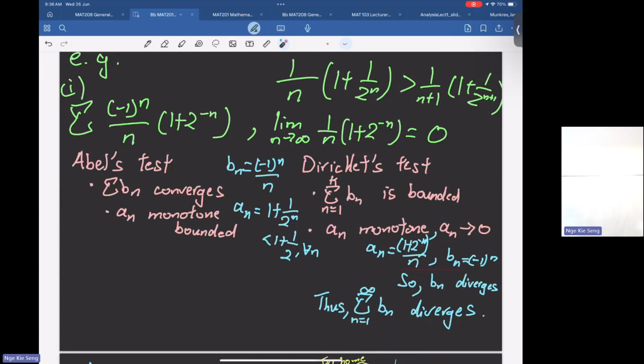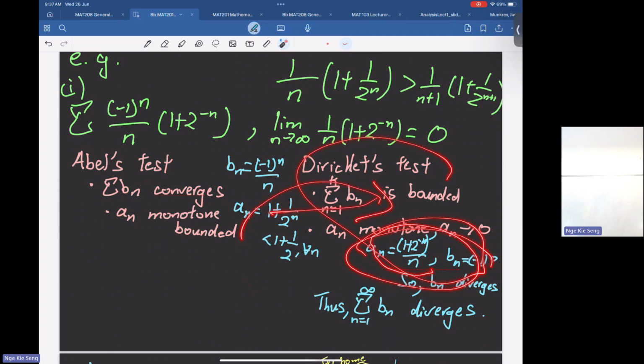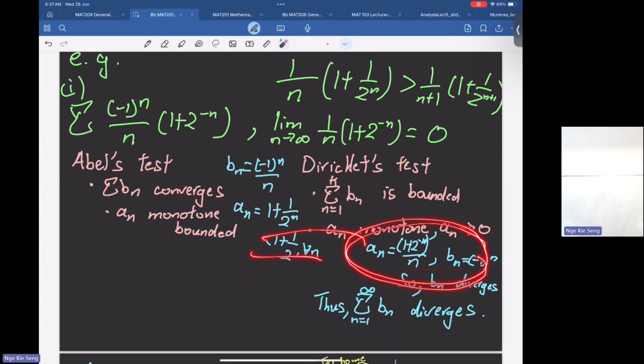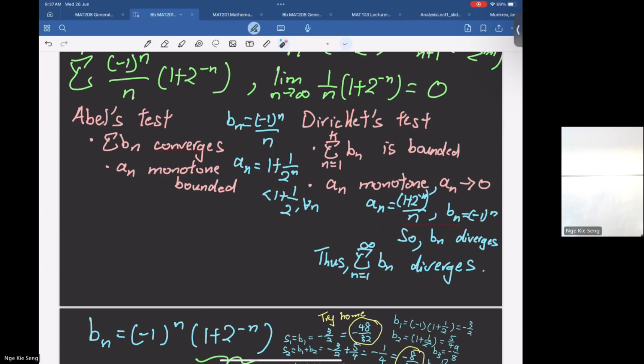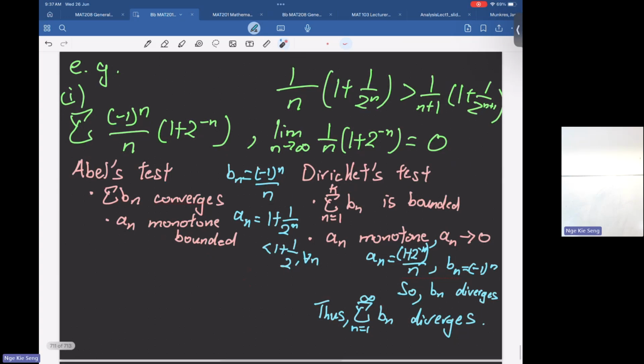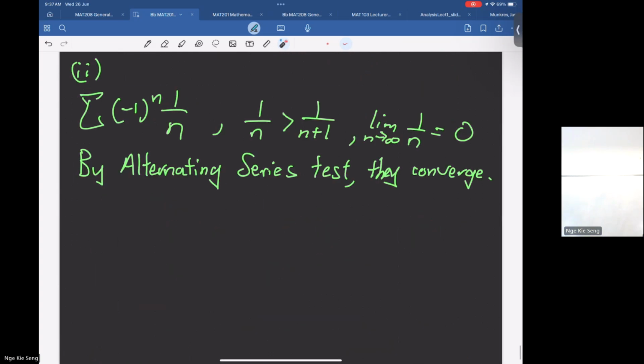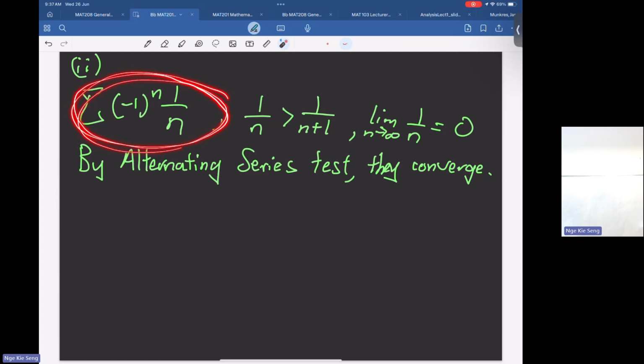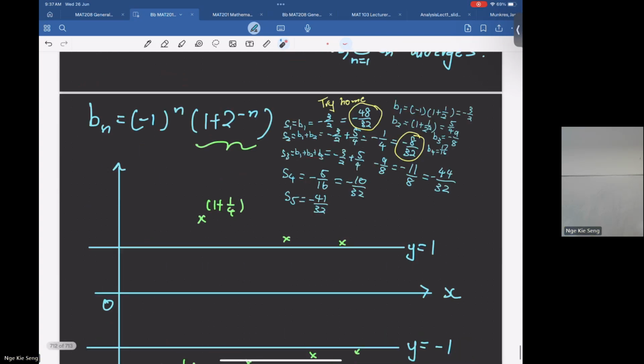Any other questions on these two things? So you can see that the choice that works for Abel's test might not work for Dirichlet test. Similarly, if you take the Dirichlet test choice, it might not work for Abel's test. This is the thing I want you to take note of: Abel's test doesn't imply Dirichlet test and Dirichlet test doesn't imply Abel's test. You also can try Dirichlet test and Abel test on this alternating series here.